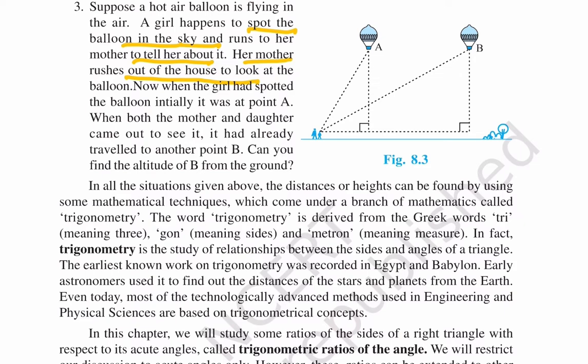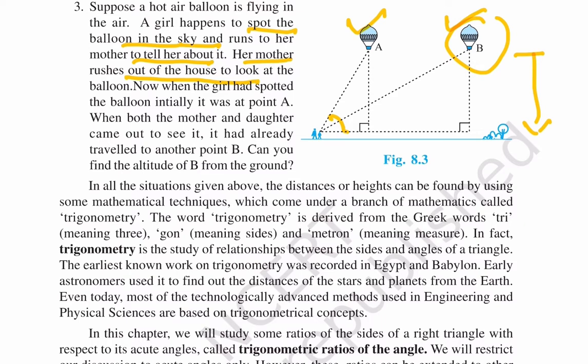So, can you find the altitude of B from the ground by using the two positions of the balloon A and B, and by application of the trigonometry? So, yes, we can do. So in all the situations given above, the distances or heights can be found by using the mathematical technique that is known as the trigonometry.